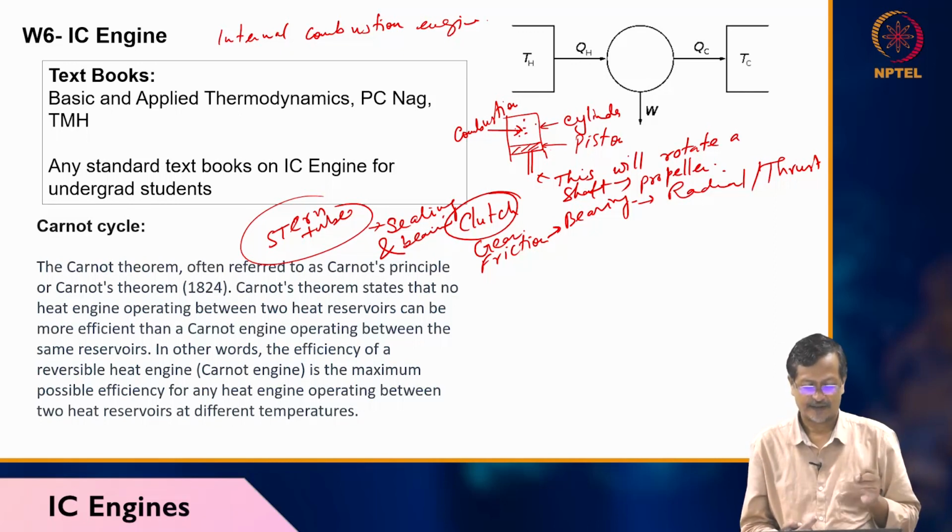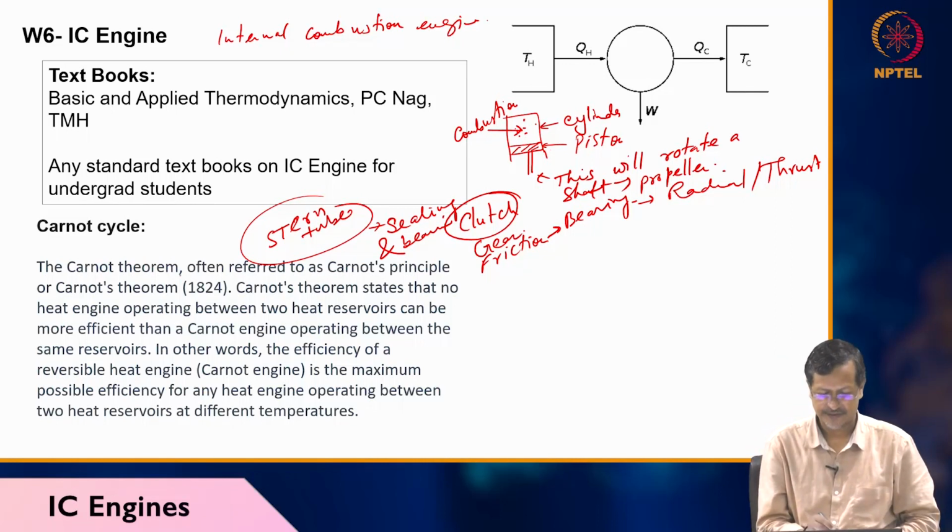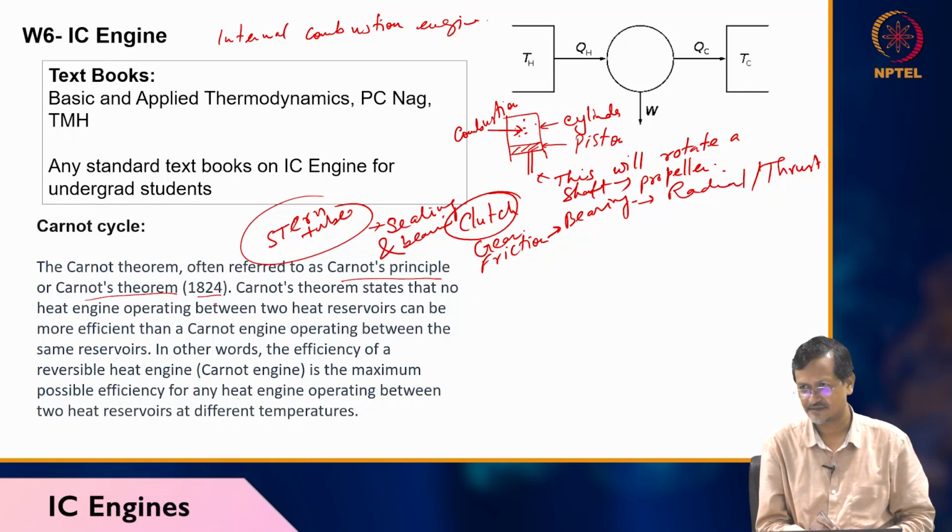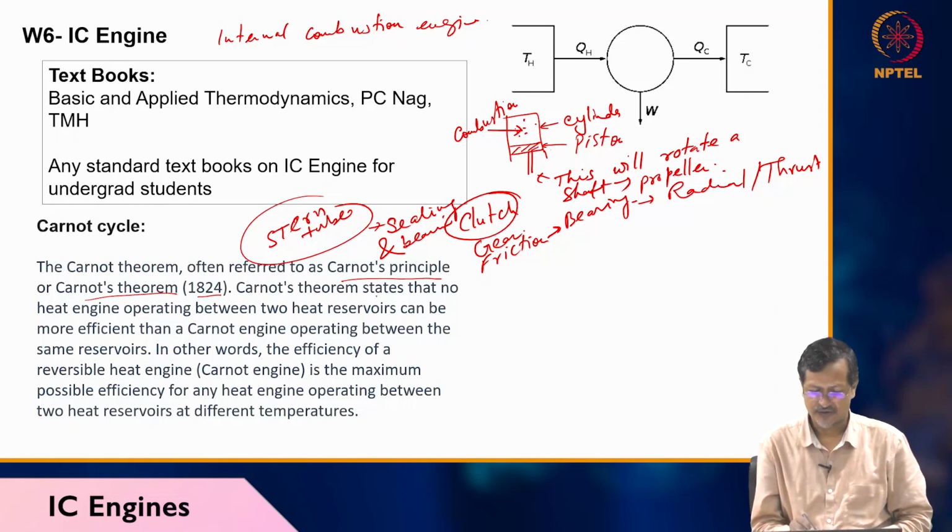We have many other cycles: diesel cycle, Otto cycle, Ericsson cycle, Brayton cycle. All those cycles will have lower efficiency than the Carnot efficiency. Fine. So the Carnot theorem, often referred to as Carnot principle or Carnot's theorem, is from 1824, 200 years ago. Carnot's theorem states that no heat engine operated between two heat reservoirs can be more efficient than a Carnot engine operating between the same reservoirs.